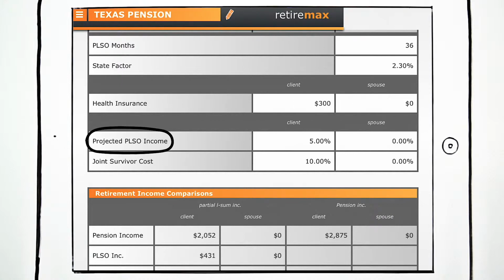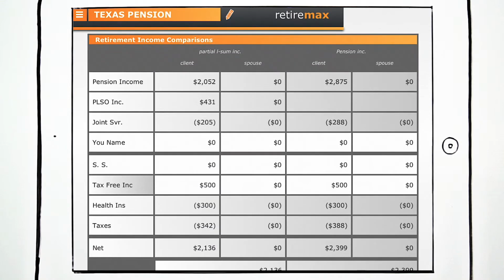The PLSO interest income cell is used to illustrate a percentage of the partial lump sum to be used as income for the retirement income comparison section. We'll use 5%. We'll put 10% for the joint survivor cost. This cost can vary depending on which beneficiary option is selected. The exact cost can be calculated from the State Retirement tab.